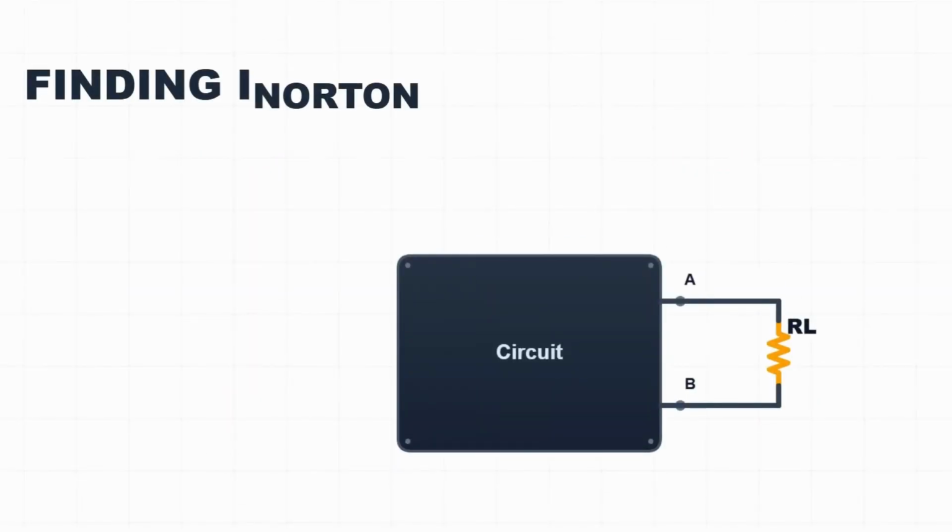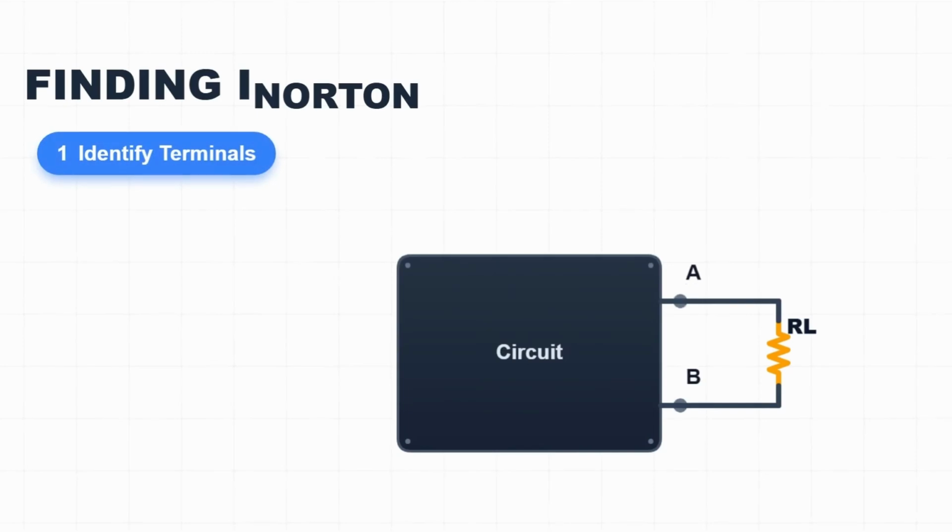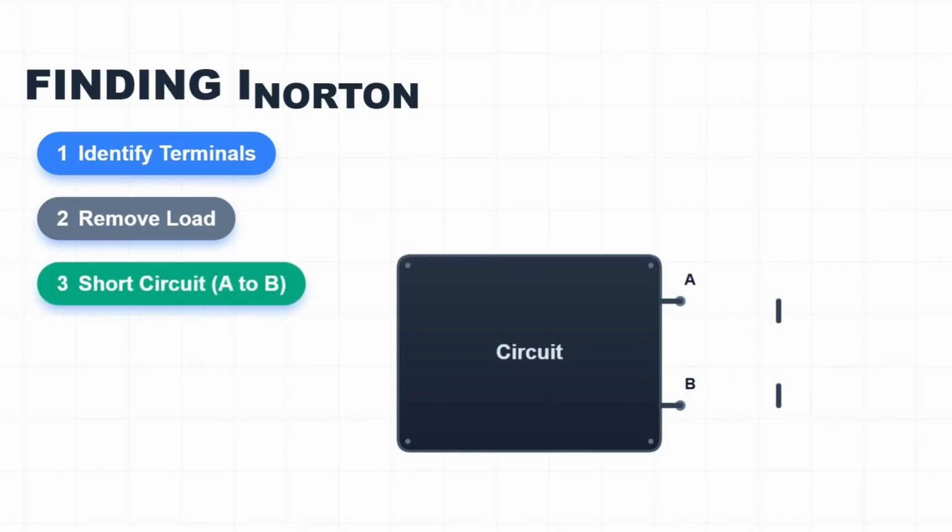The process is simple but specific. Step 1, identify the terminals, A and B. Step 2, remove the load resistor. Step 3, connect a short circuit, a wire between terminals A and B. This is the magic step.